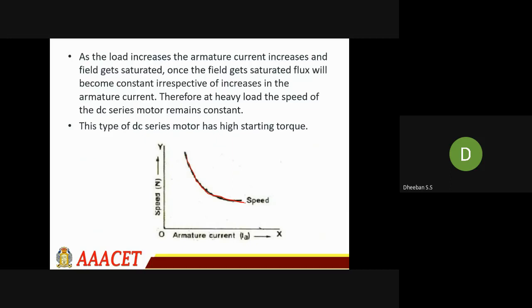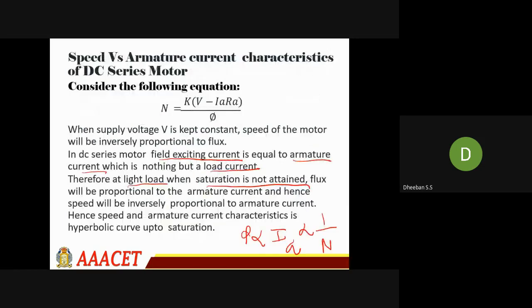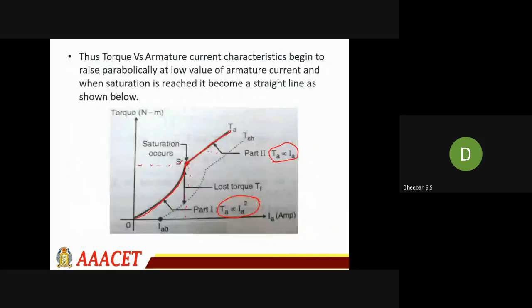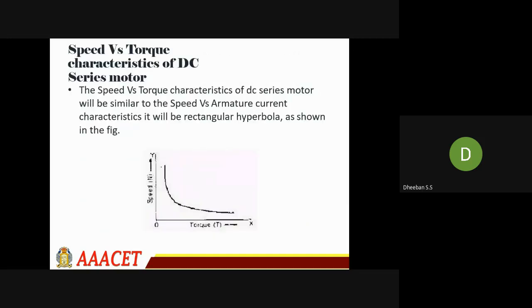As the load increases, the armature current also increases, and the field gets saturated. Once the field gets saturated, the flux will be constant. So now I think you are clear. If you are increasing your load, the armature current increases, right? So as your armature current increases, your characteristics will attain the saturation point. After the saturation point, the flux will be constant. Next is the speed versus torque characteristics. It will be more or less the same because your IA is again directly proportional to your flux.